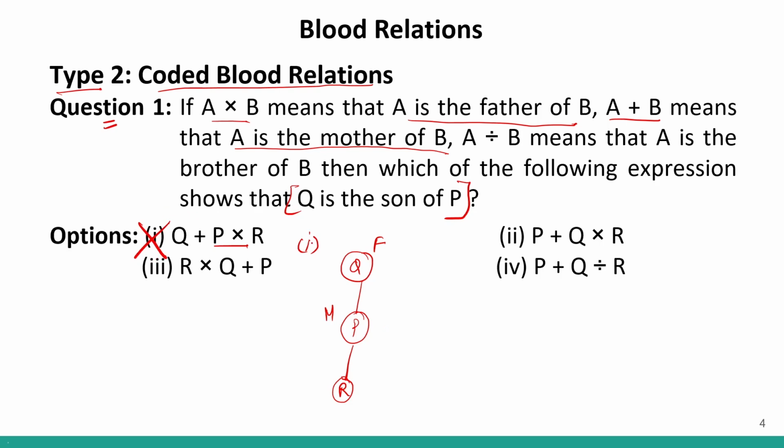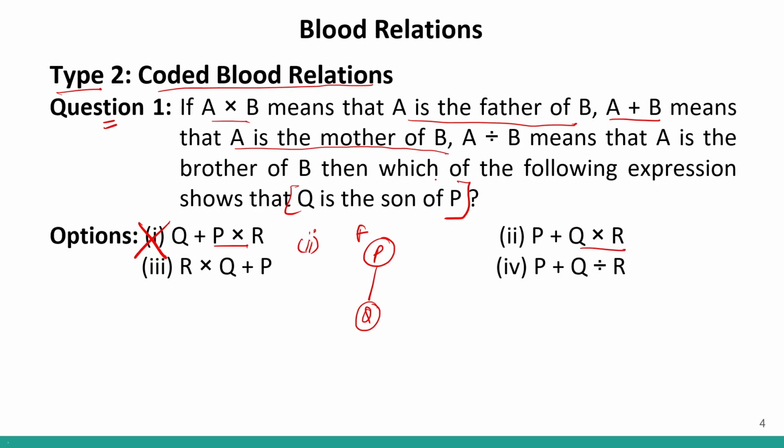Right? Let us move on to option number 2. Option number 2 says P plus Q. So P plus Q means P is the mother of Q. So P is the female mother of Q. Now based on this diagram, I can judge that Q is the child of P. But the gender of Q is still unknown.